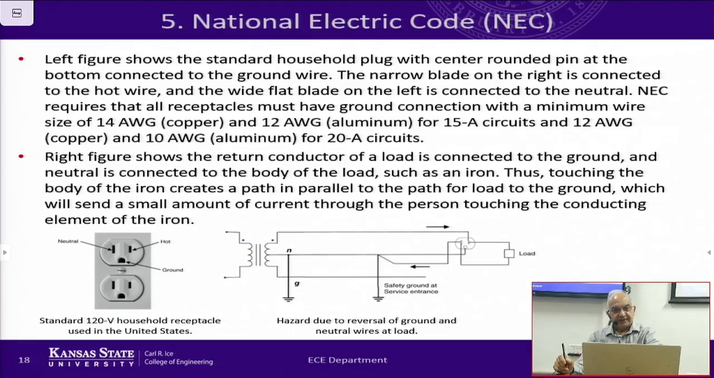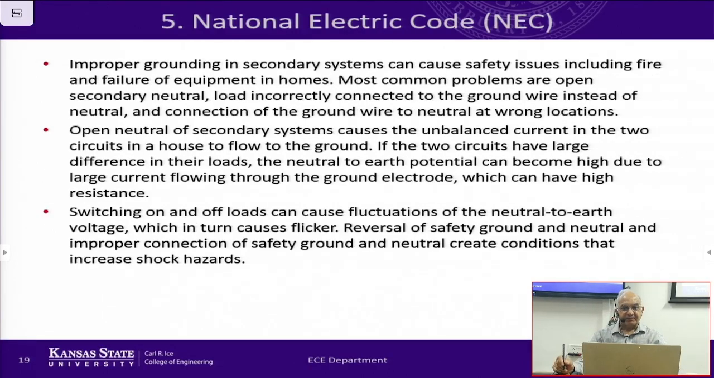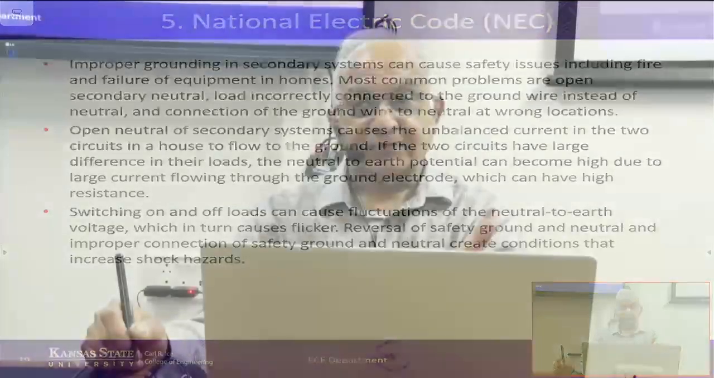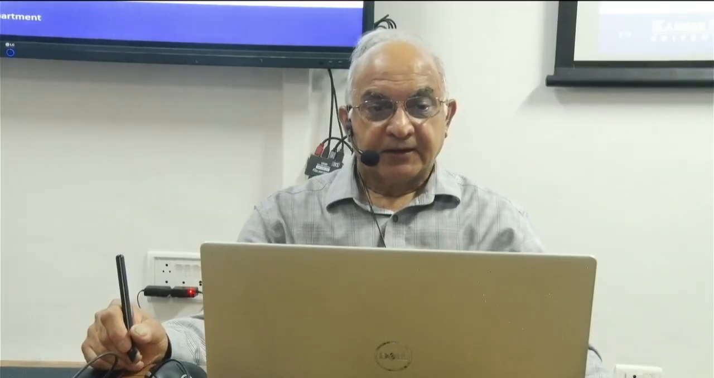So moving along, improper grounding in the secondary system can cause safety issues, including fire and failure of equipment at homes, because if a fault takes place, and sometimes lightning happens, that could cause a problem too. And if connections are not made properly, it can cause arcing, and that can cause fire. So that's something to keep in mind.